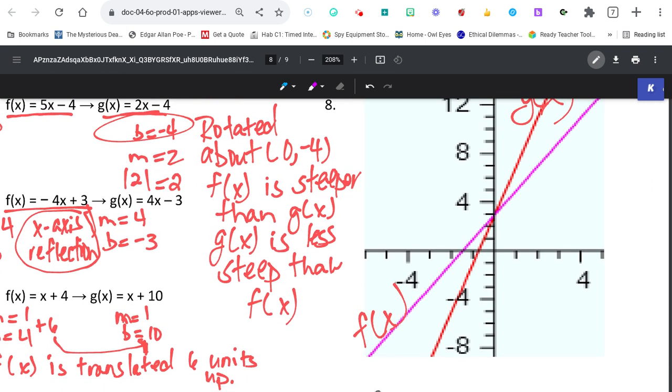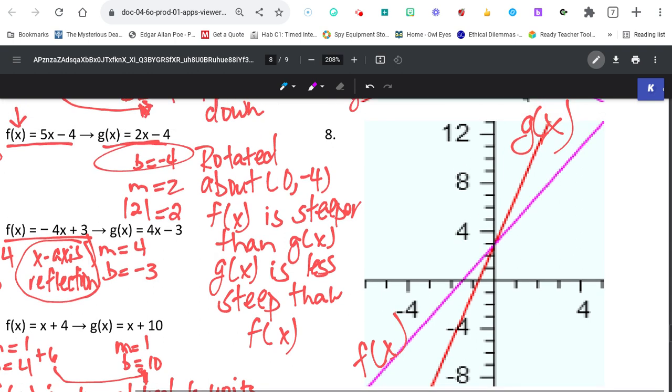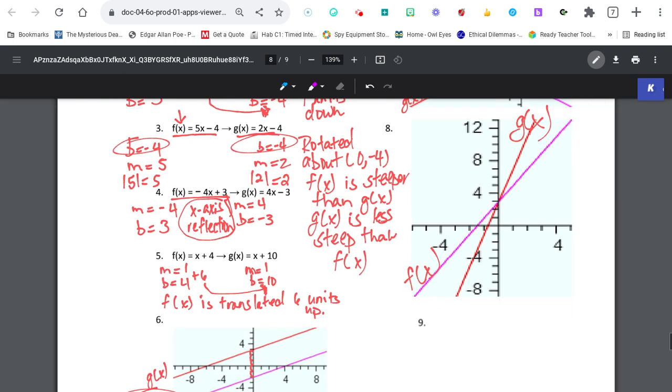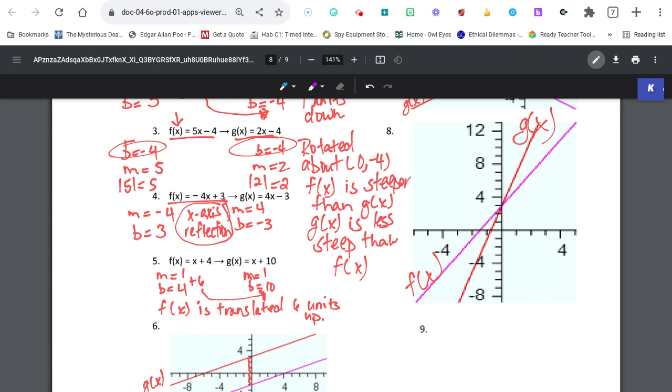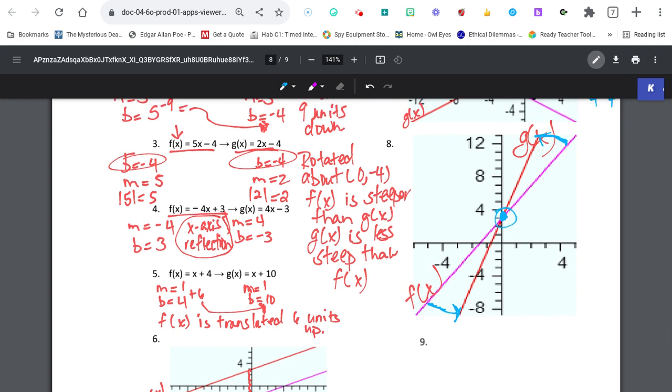Okay, let's take a look at number 8. I need to make it a little smaller. Sorry, guys. I'm going to look at number 8 and see if I can figure out what's going on. It looks like there's a fixed point between both of them. If I look at f of x, this looks like it's been rotated here, and if I push this down, it looks like it's been rotated there. So it's turning about a fixed point.